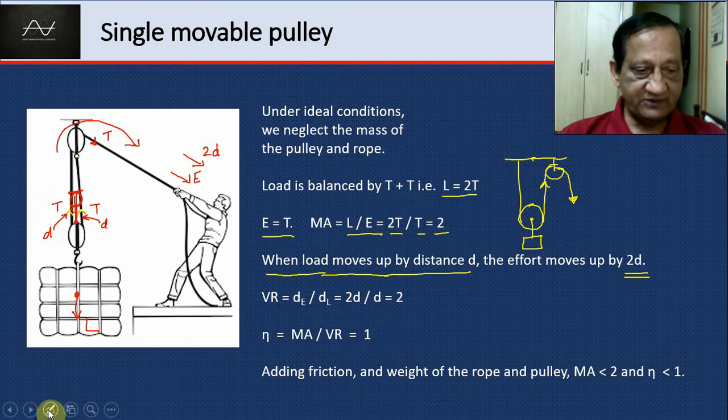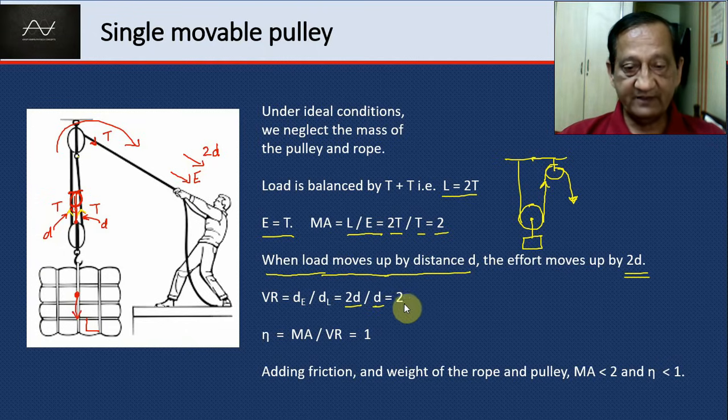Velocity ratio is dE by dL. dL was d, but dE is 2d, and velocity ratio is 2. And that should be the case under ideal conditions. MA is equal to VR. MA was 2, VR is 2. And so in such a case, the efficiency is 1.